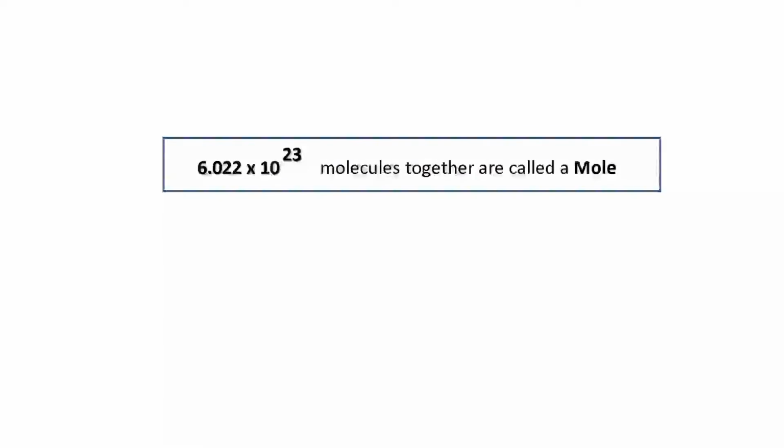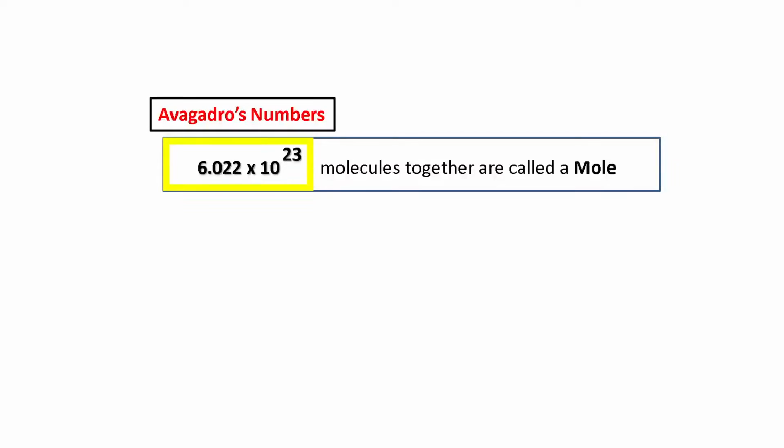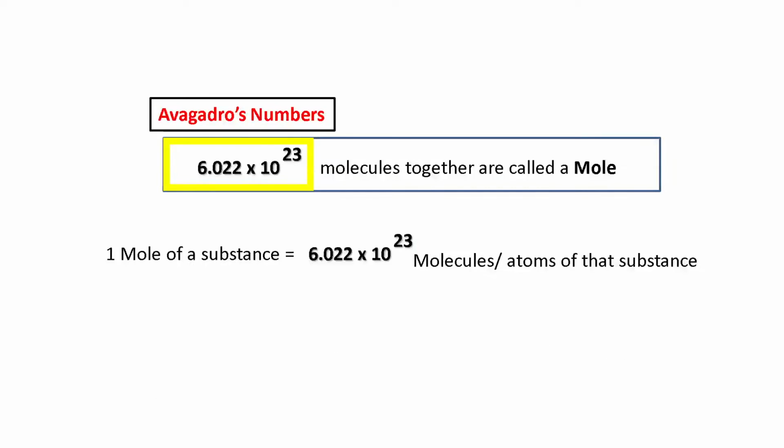In the world of chemistry, mole is a unit used to mention a set of molecules or ions or atoms of an element. 1 mole is a set of 6.022 into 10 to the power 23 number of particles. This is a unique number and is called Avogadro's number. So when we say a mole of a substance, it means that there are 6.022 into 10 to the power 23 number of particles.